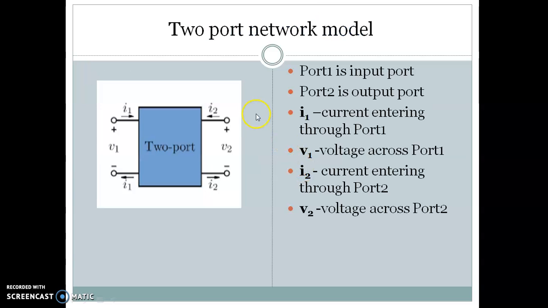So, the two-port network model. Here we have two ports, port 1 and port 2. Port 1 is the input port and port 2 is the output port. I1 is the current entering through port 1 and I2 is the current entering through port 2, and V1 and V2 are the voltage drops across port 1 and port 2 respectively. So this forms I1, I2, V1 and V2, the parameters for the two-port network model.